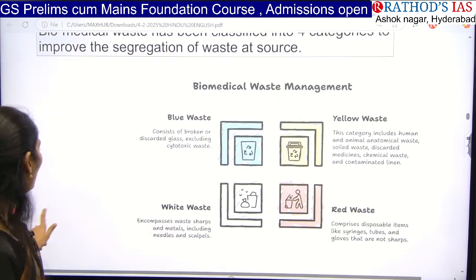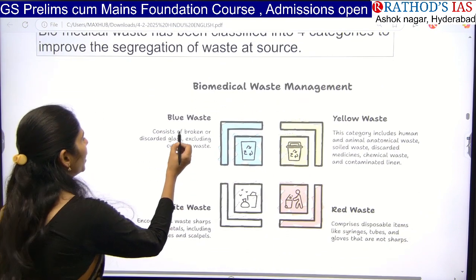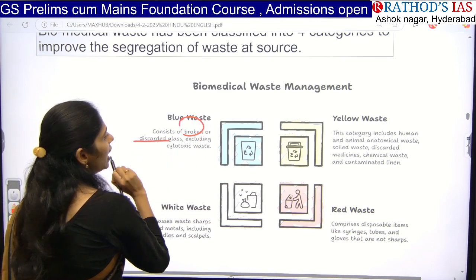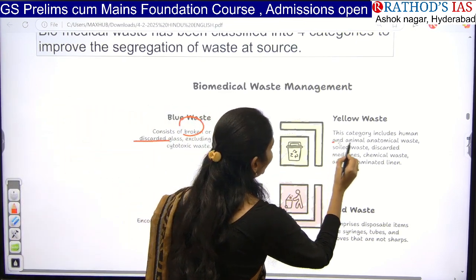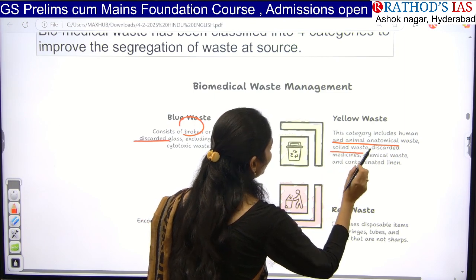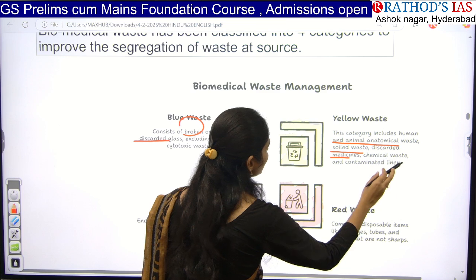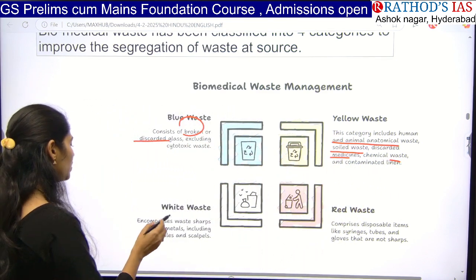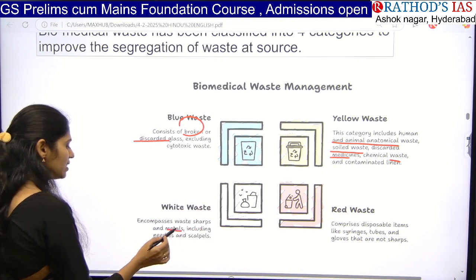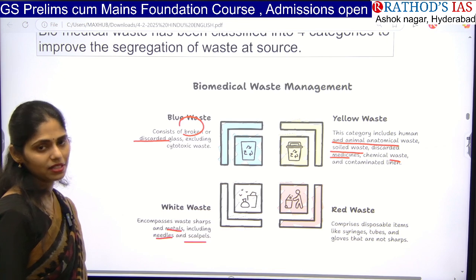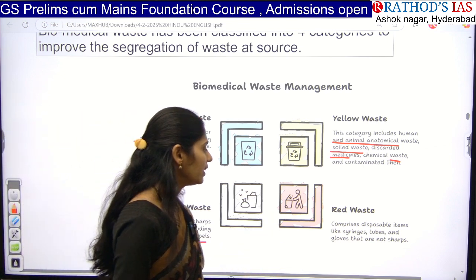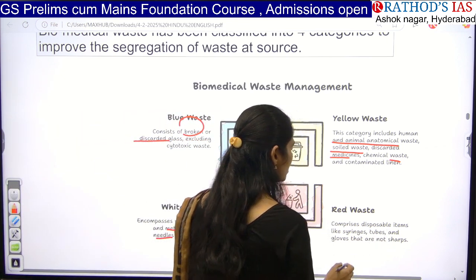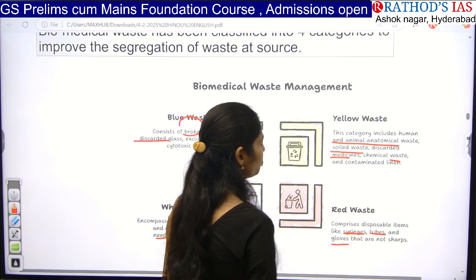And this biomedical waste has been classified into 4 types. For example, we have blue waste, that means broken or discarded glass, and yellow waste includes human and animal anatomical waste or solid waste, discarded medicine, chemical waste, and contaminated linen. In the white we have different metals including needles as well as scalpels. And in the red waste we have to dispose syringes, tubes, or gloves, etc.